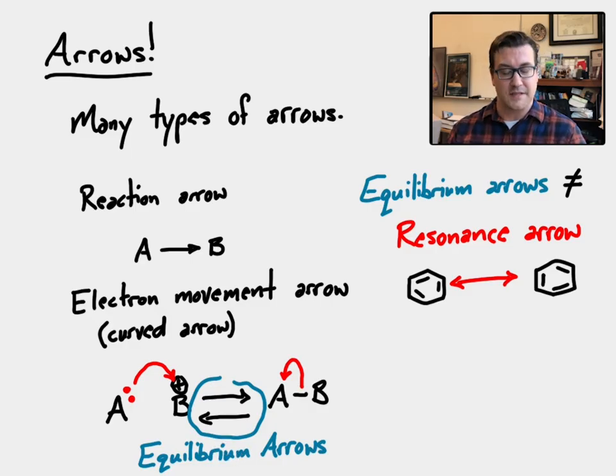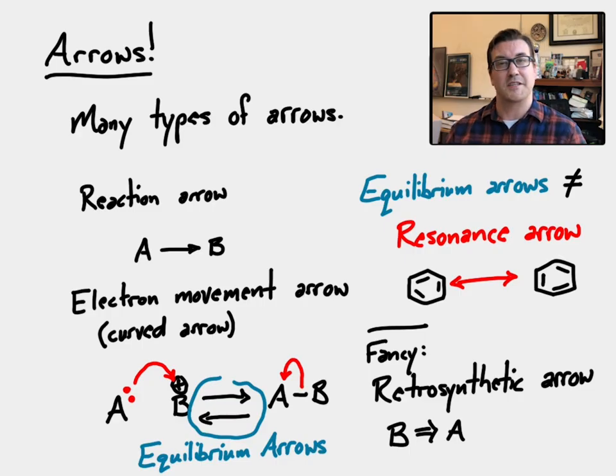Now, a final little bonus arrow is something called a retrosynthetic arrow. If you look up to the left here where compound A is forming compound B, if you were instead asking the question, where did compound B come from? Well, B, retrosynthetically, came from A. Retrosynthetic arrows are a really powerful tool in more complex molecule synthesis.